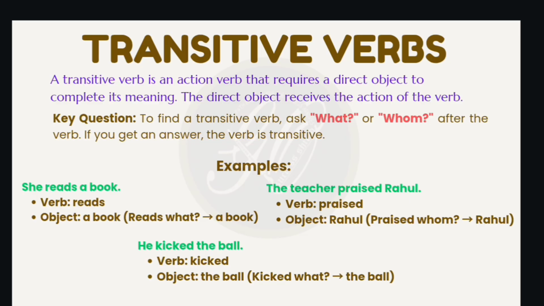She reads a book. So we'll ask the question, what does she read? And we are getting the answer, a book. So here the verb is transitive. The next sentence, the teacher praised Rahul. Whom did the teacher praise? The answer is Rahul. So here again the verb is a transitive verb. The third sentence is, he kicked the ball. What did he kick? The answer is ball. So here the verb is transitive.